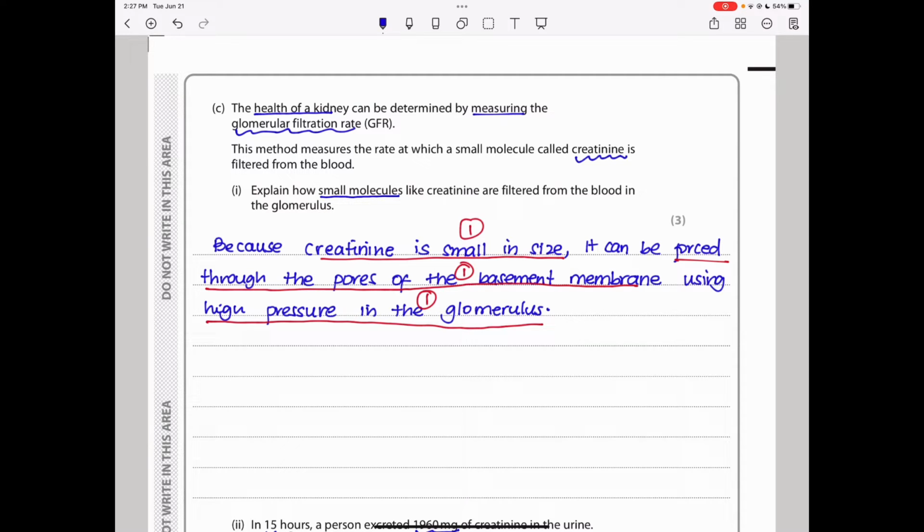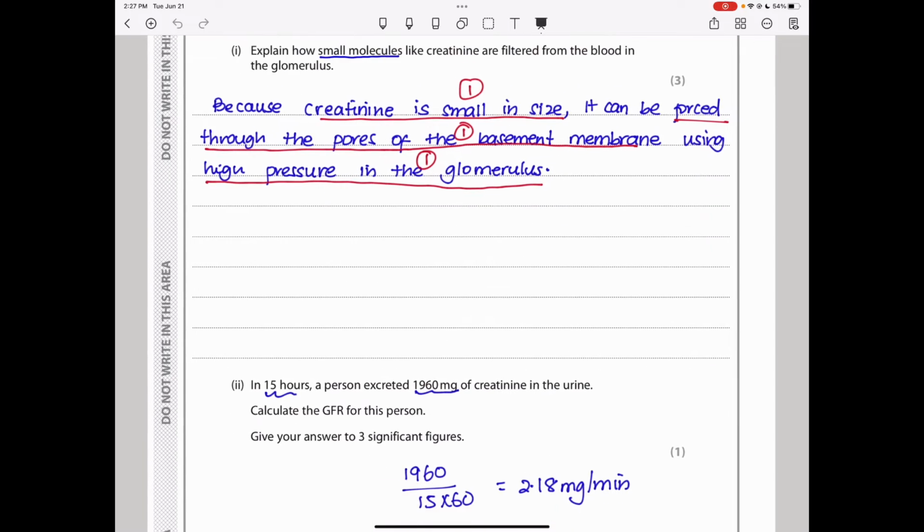So I said, since here we see that creatinine is a molecule of small size, it can be forced through the pores of the basement membrane using the high pressure in the glomerulus. This is a 3-mark question, and what they're looking for is you acknowledging that it's small in size and it passes through the basement membrane, and pressure is going to be created in the glomerulus that causes it to pass through. So that is how you get the 3 marks there.